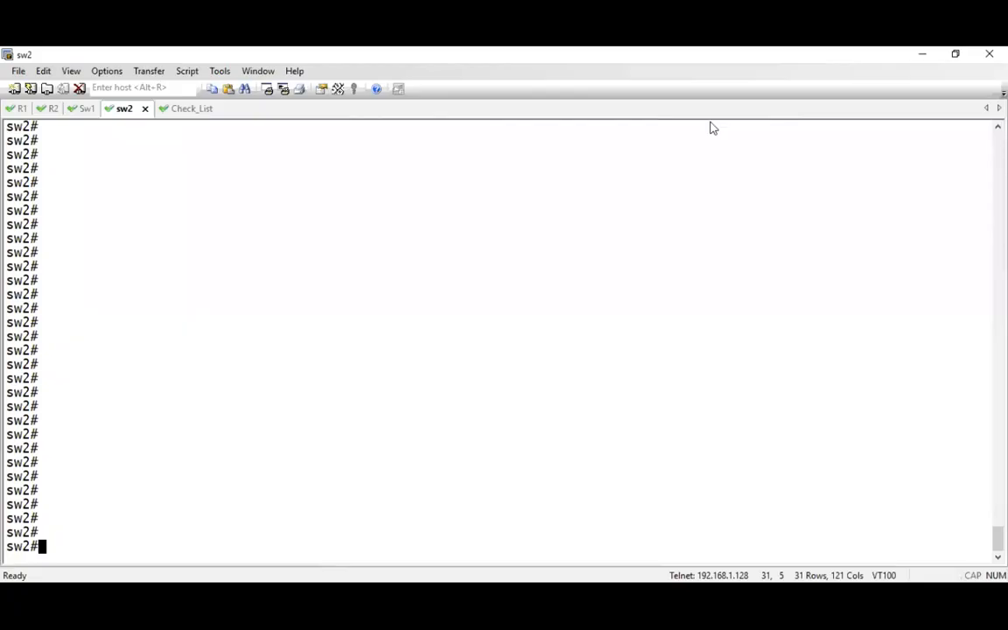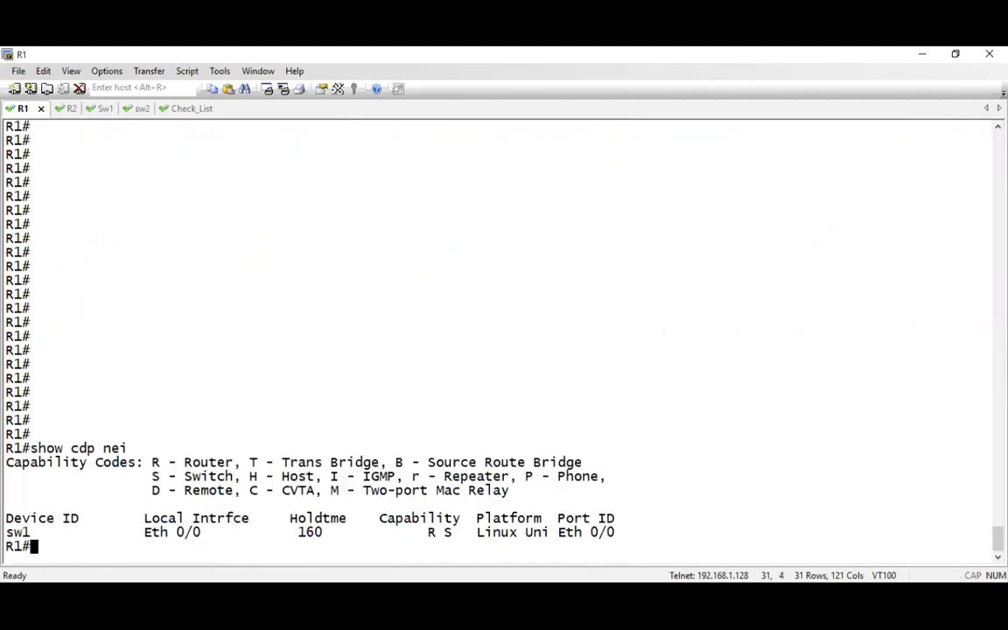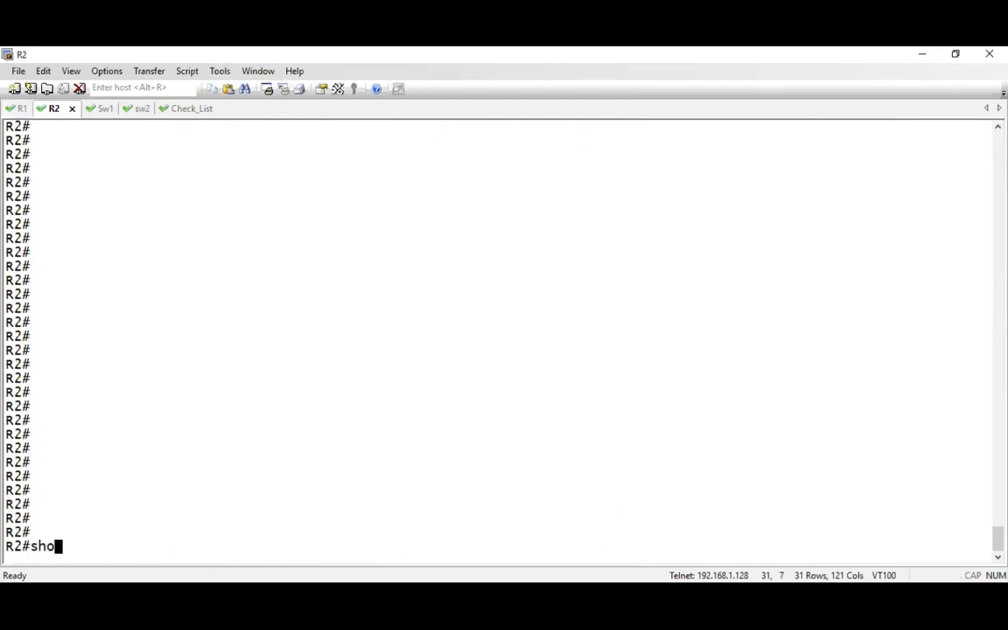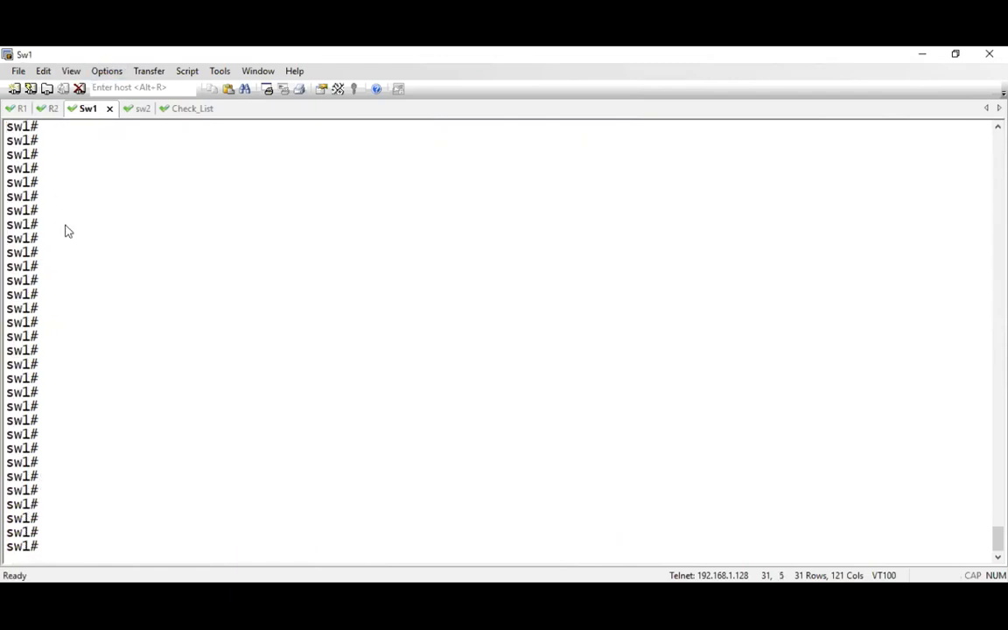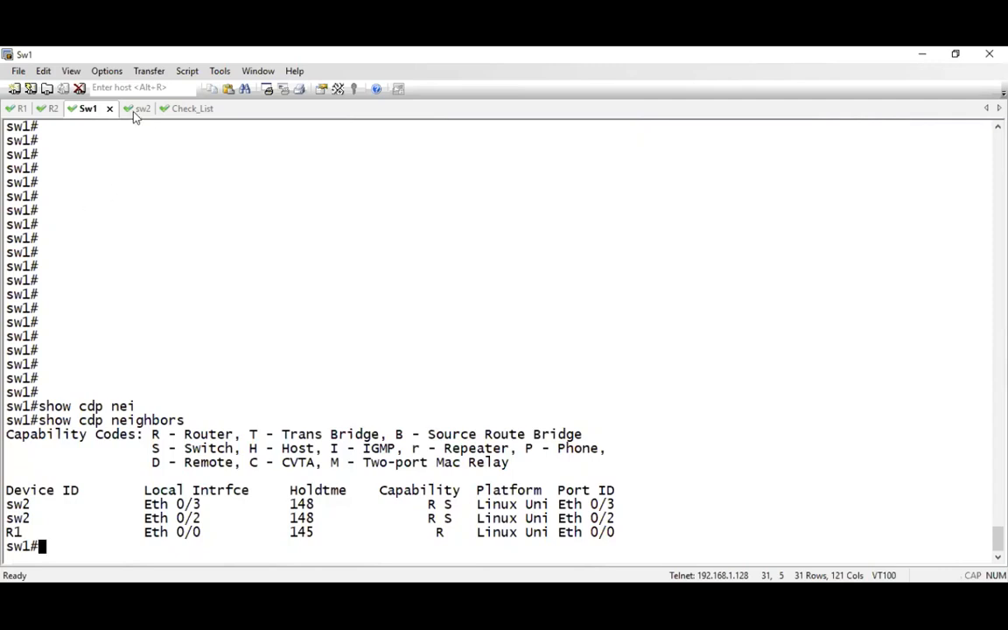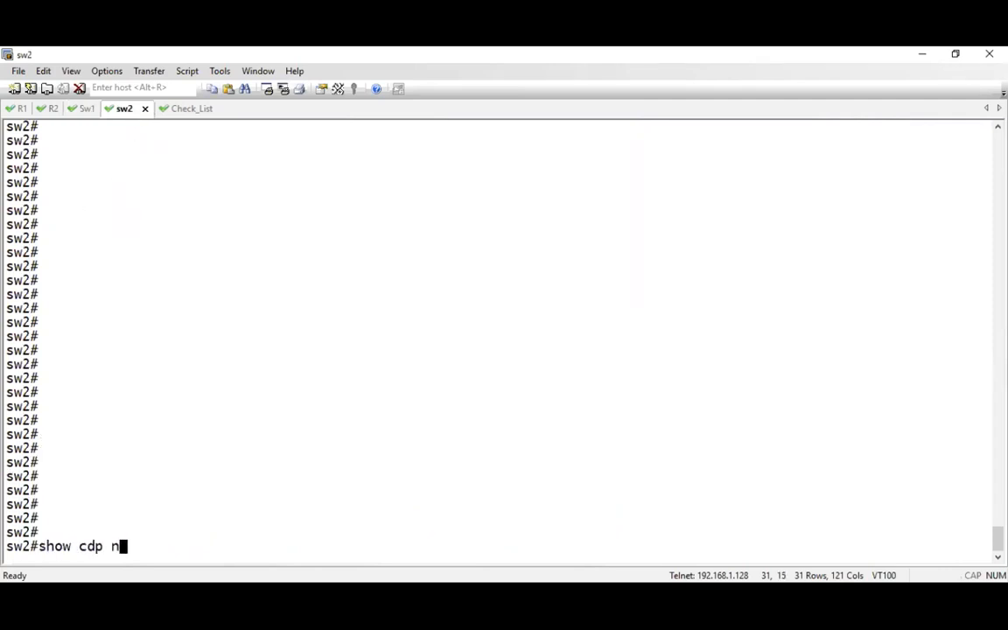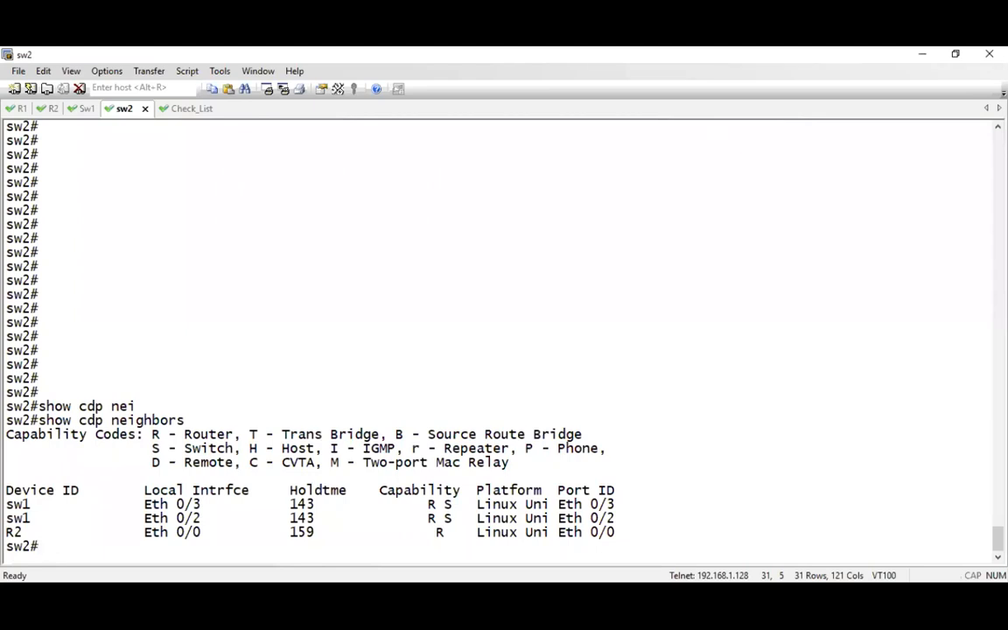Make sense? Okay guys, let's start with the practical part. As I said before, R1 is connected to switch 1, R2 is connected to switch 2, and you can verify using the show CDP neighbor command. Switch 1 and switch 2 are interconnected. You can again verify using the show CDP neighbor command. Whenever you are starting with troubleshooting, make sure you have a good understanding of the topology.